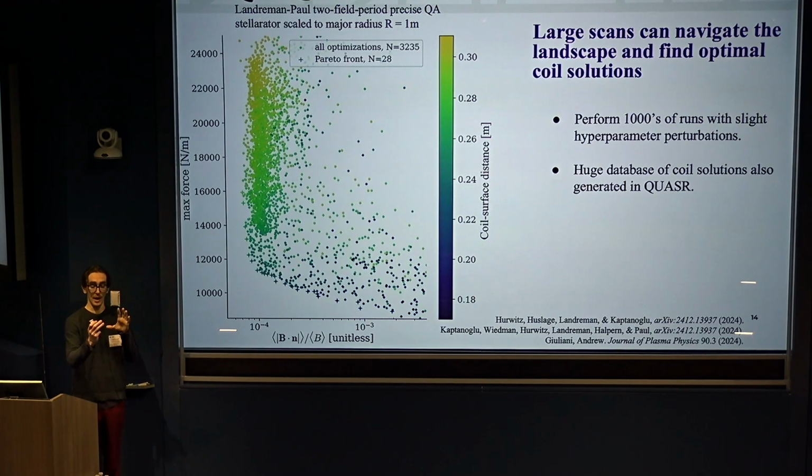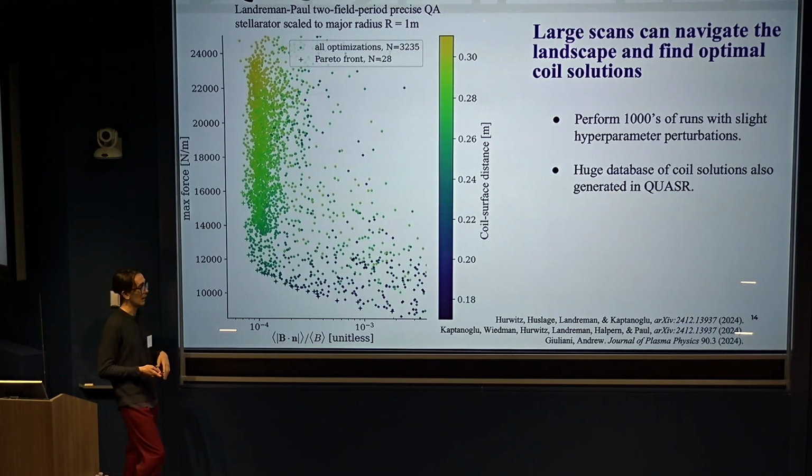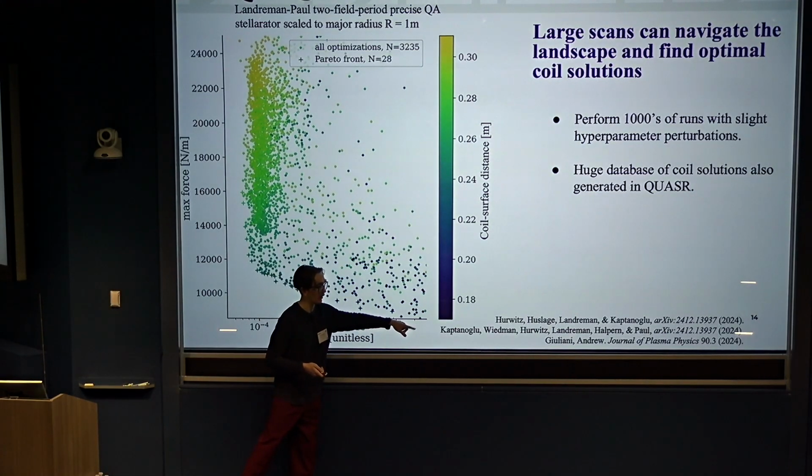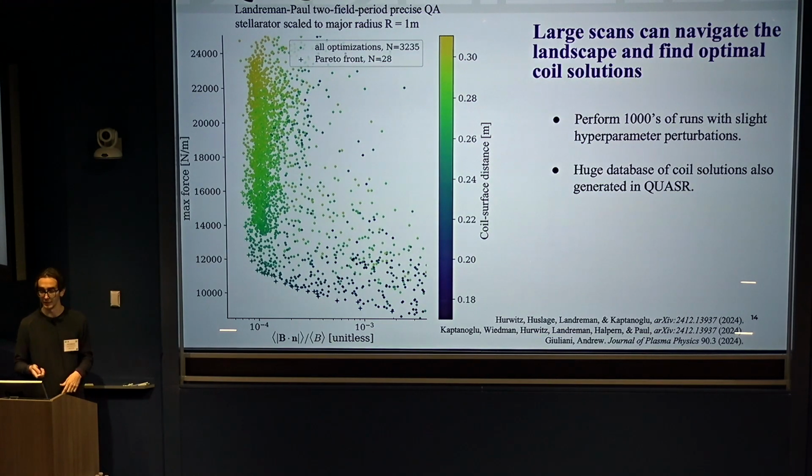As you ask that the coil surface distance is larger, the coils on the inboard side have no choice but to get closer together, and then invariably the forces have to get larger. So these scans let you see these correlations in the data. There's a whole host of these in Sienna's paper and my paper on dipole arrays that I'm going to talk about, so please take a look if you're interested in these correlational studies. I'll mention also there's a huge database of coil solutions in QUASR from Andrew. And I think these sorts of things could be really valuable to generate and look at in the community.